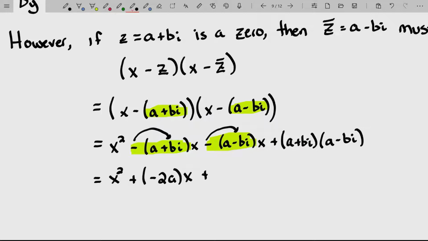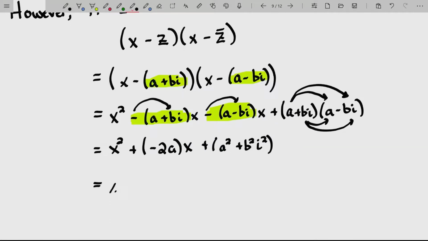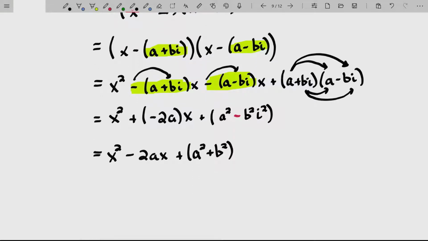And now I'll write plus, and then I'll multiply all this binomial stuff out here. A squared plus b squared i squared. Remember, i squared is negative 1. So this ends up being x squared minus 2ax plus a squared minus b squared. And I just realized this part right here should be a minus. That was my bad. Sorry about that. So i squared is negative 1, so this becomes a plus. I just looked at that and thought, wait, there's something weird about that. All right, so we got that fixed.